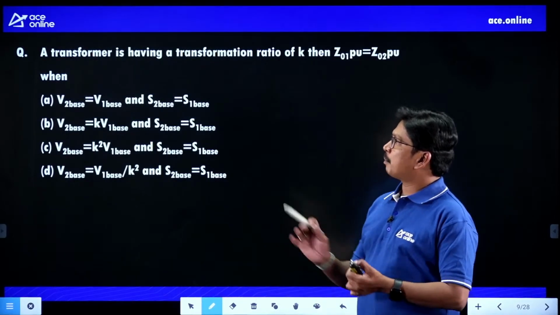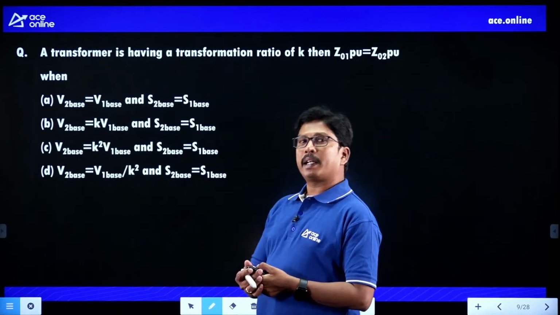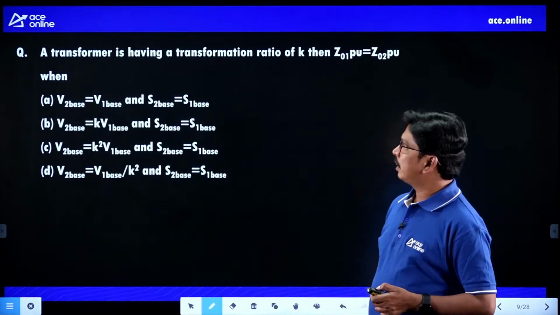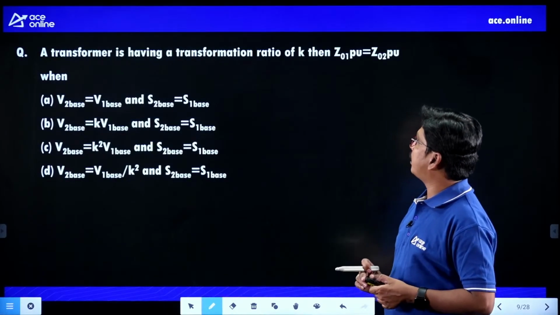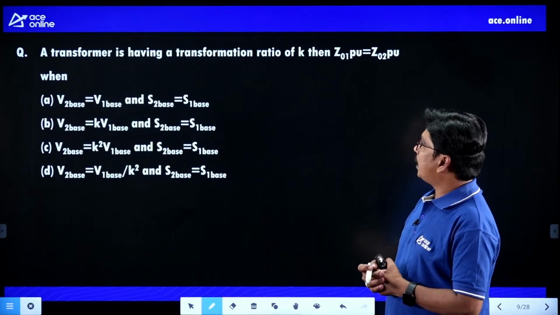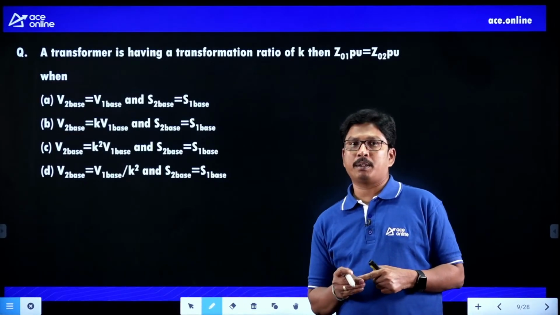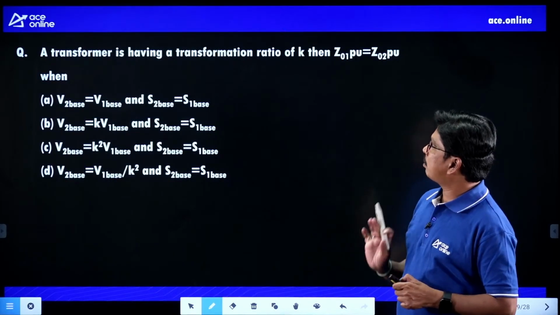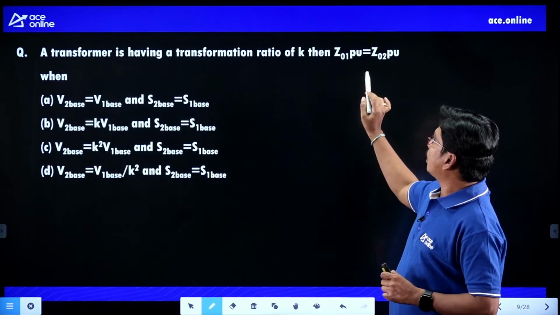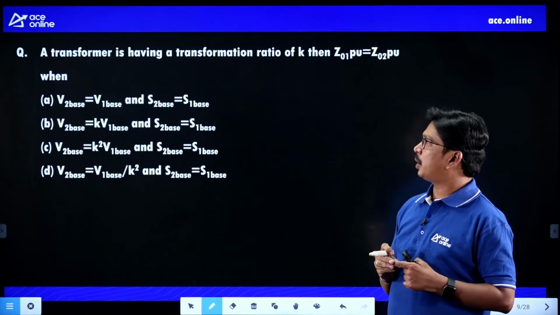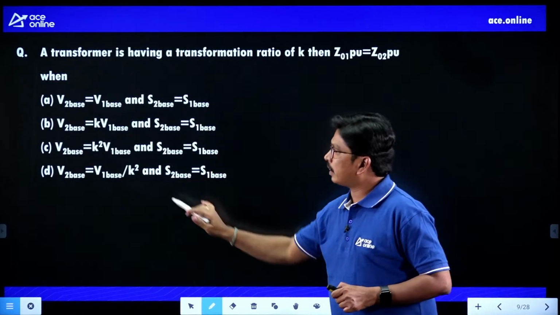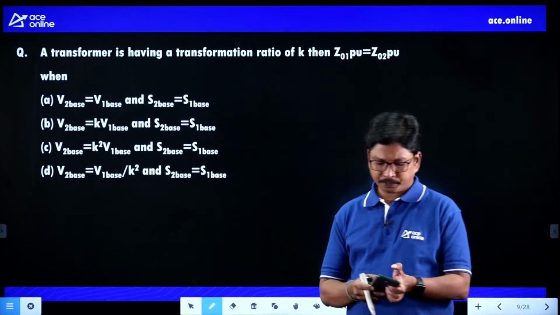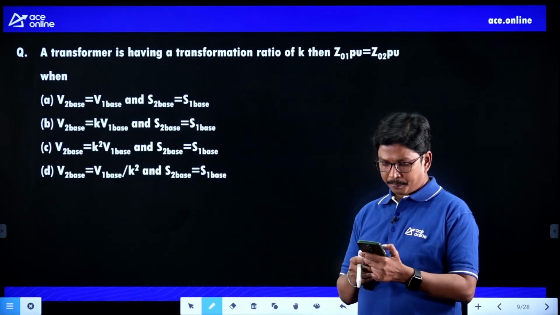First of all, we'll see some questions related to per unit system analysis. Try to solve this question, students. A transformer is having a transformation ratio of K. Then Z01 per unit is equivalent to Z02 per unit. When is it possible? Then what are the conditions to be satisfied? Try to solve that one. I am expecting the answer from you.